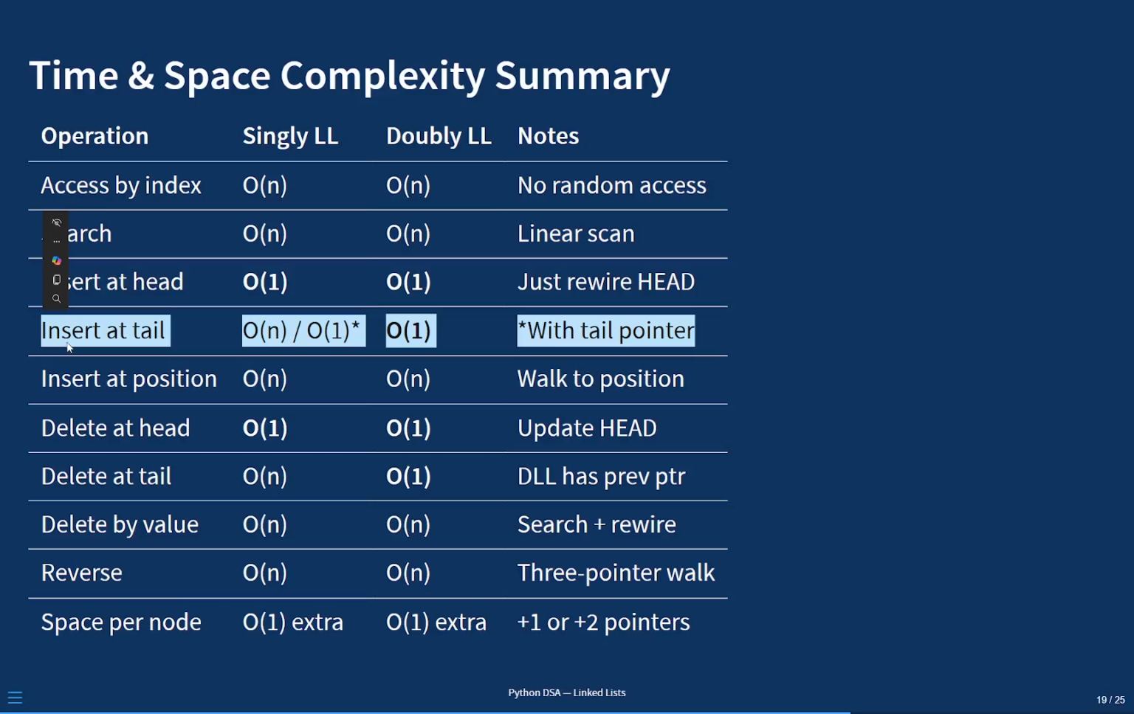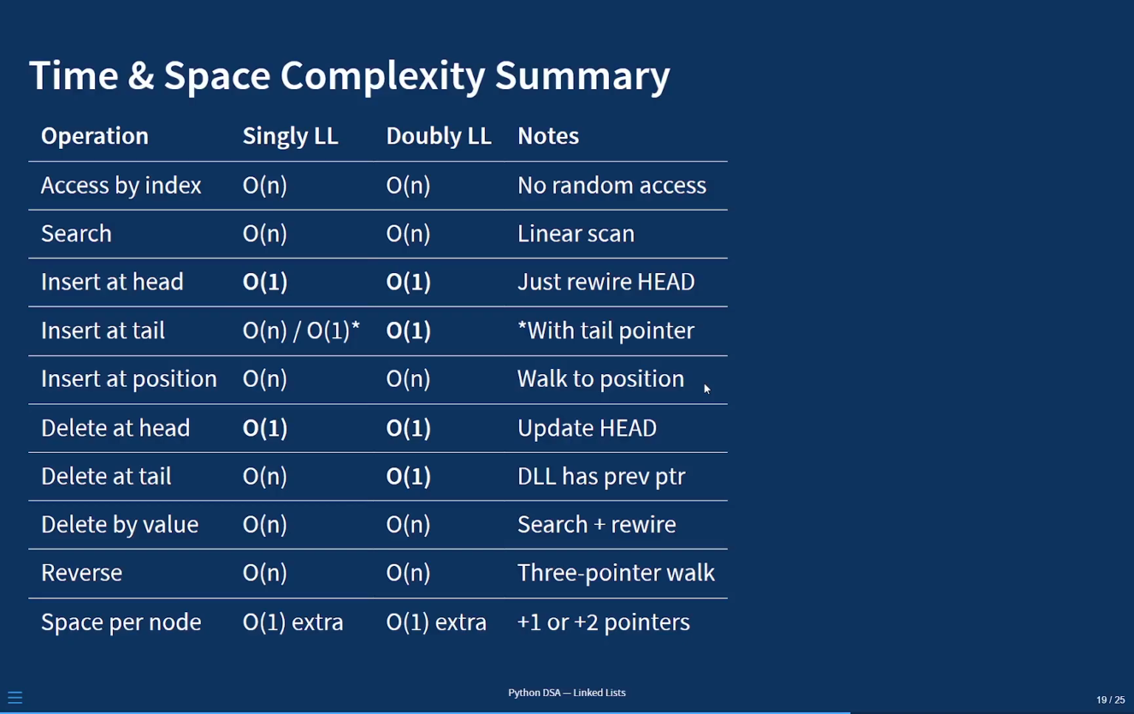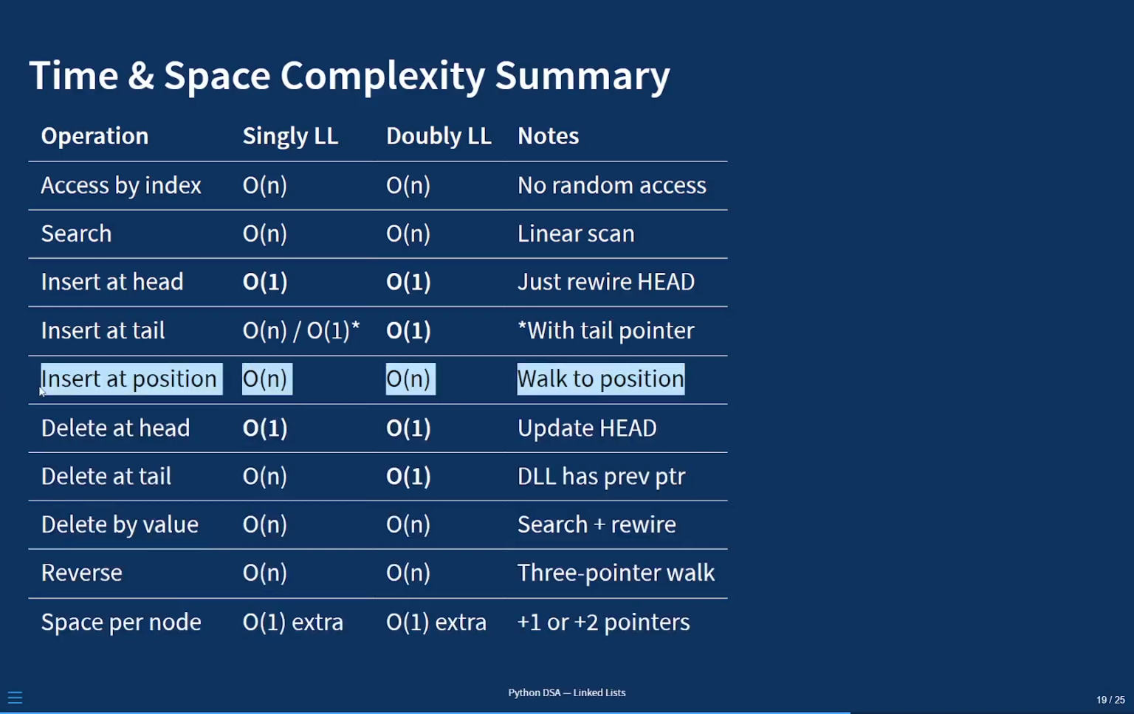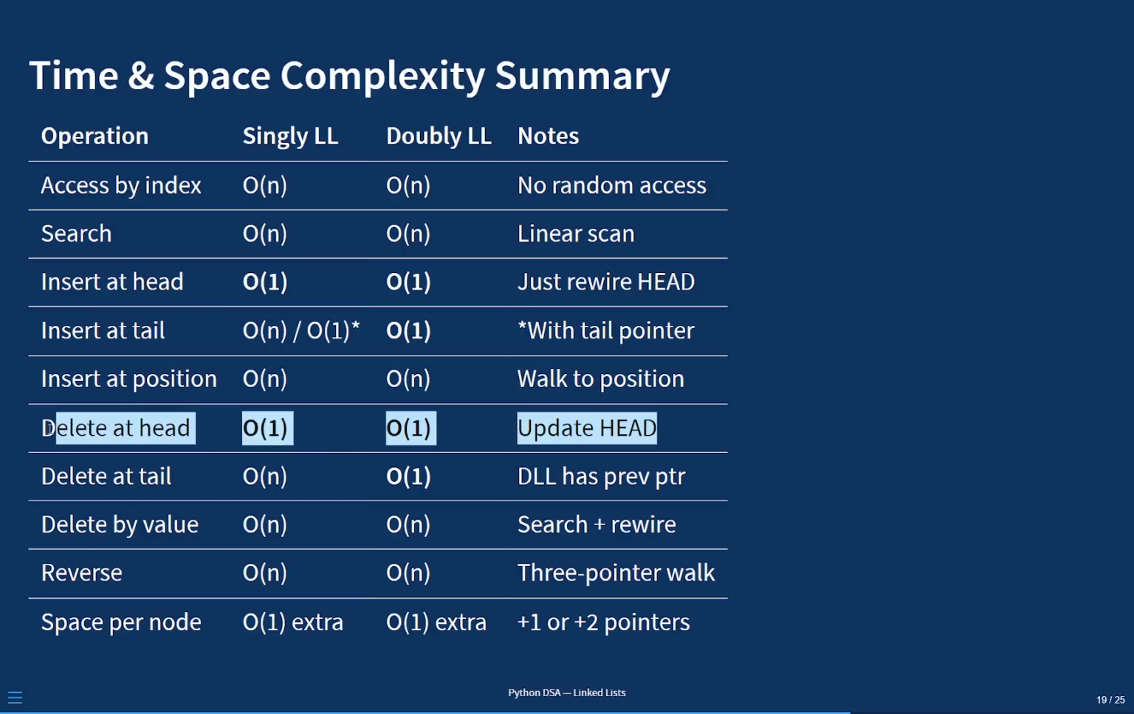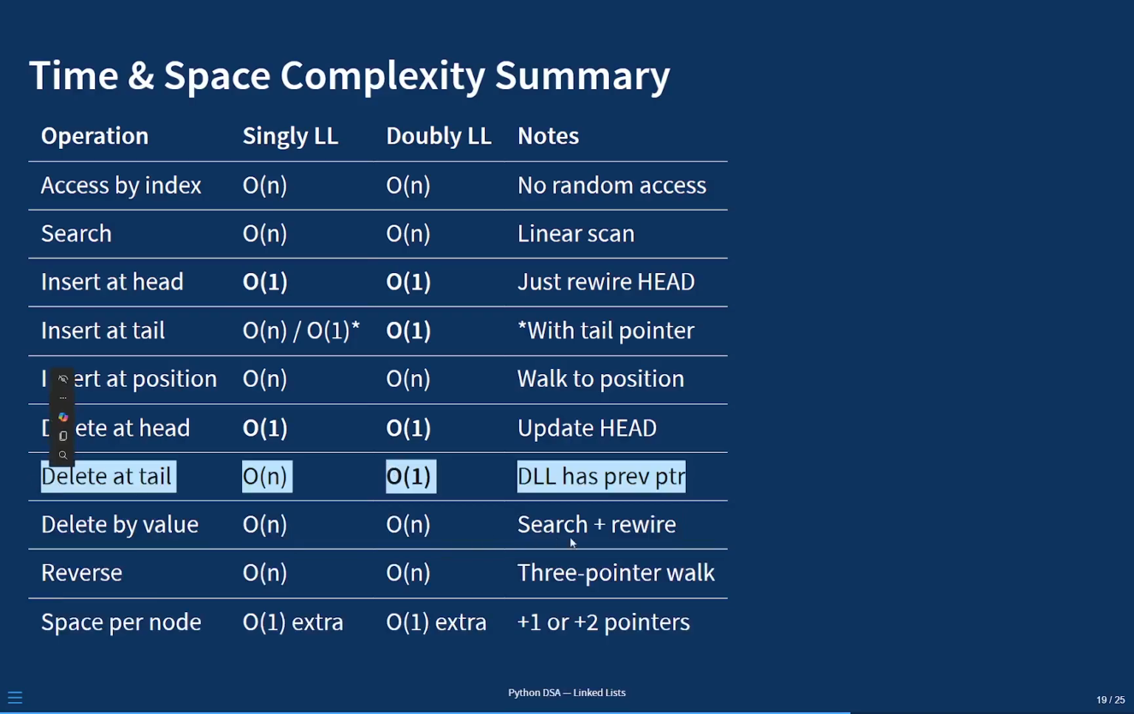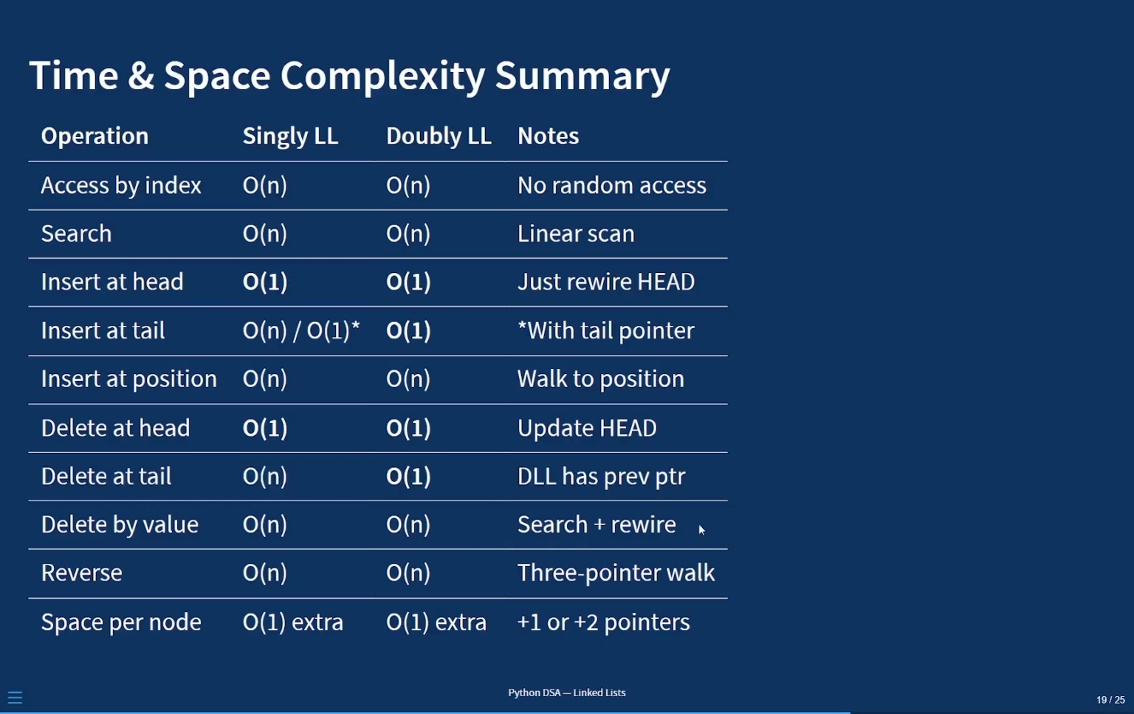Insert at tail, O(n) for a basic singly linked list because of the traversal, but O(1) if you maintain a tail pointer. Doubly linked list with tail pointer is always O(1). Insert at position, O(n) for both. You have to walk to the position. Delete at head, O(1) for both. Same as head insertion. Delete at tail. Here's the critical difference. O(n) for singly linked list, you need to find the second-to-last node. O(1) for doubly linked list, you jump straight to tail.prev.